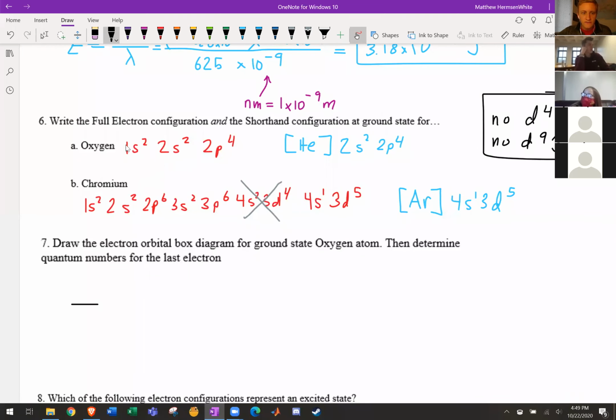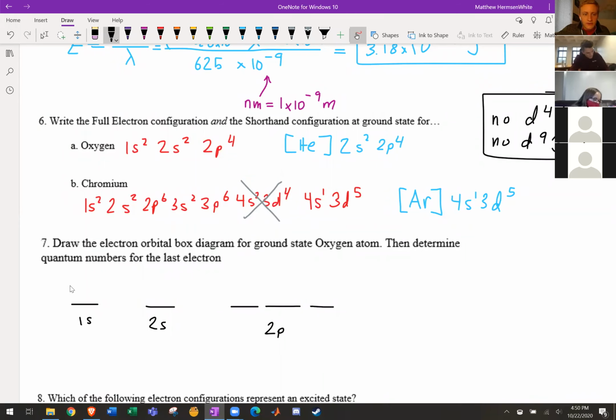We're just going to follow this notation up here. So we have the 1s box, then the 2s box, and then the 2p box. The s orbitals always have 1 box, the p have 3, the d have 5, and the f has 7. I don't think you're ever going to get an f.